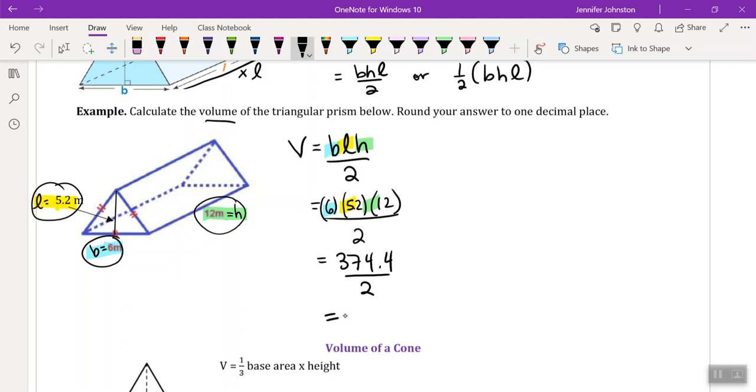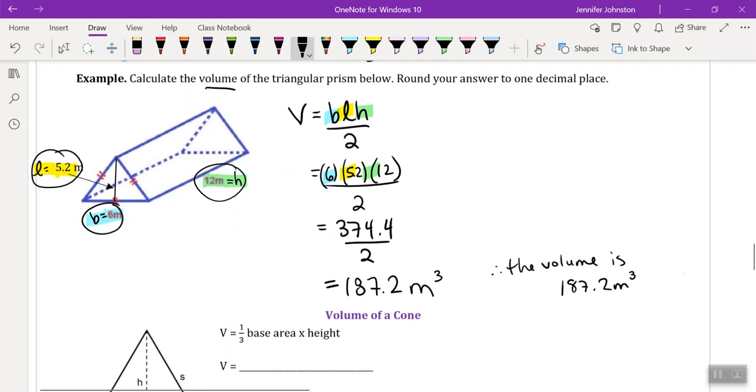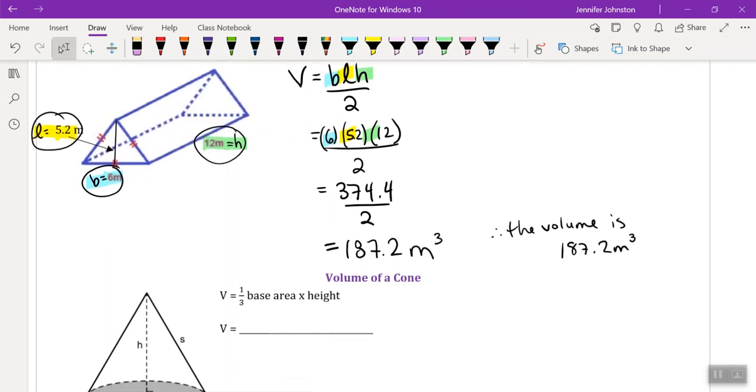No, don't forget the divide by 2. Right up here, this looks like the volume of a rectangular prism. And then if you split a rectangular prism right in half, like on a slant, you get 2 triangular prisms. That's why it's divided by 2. Okay, and then here we have it in meters. Is it meters squared? Oh, it's meters cubed. All right, so the volume is 187.2 meters cubed.